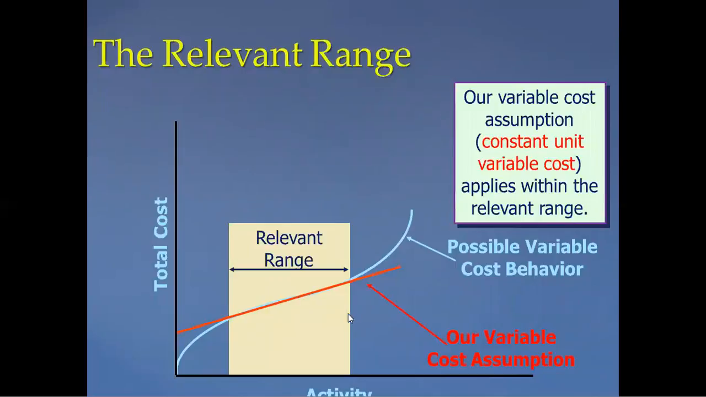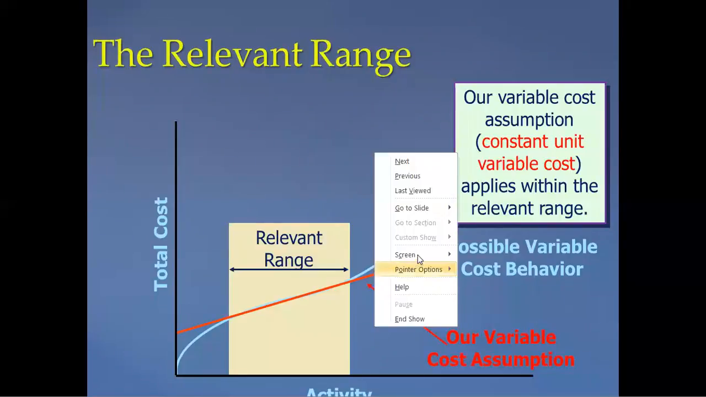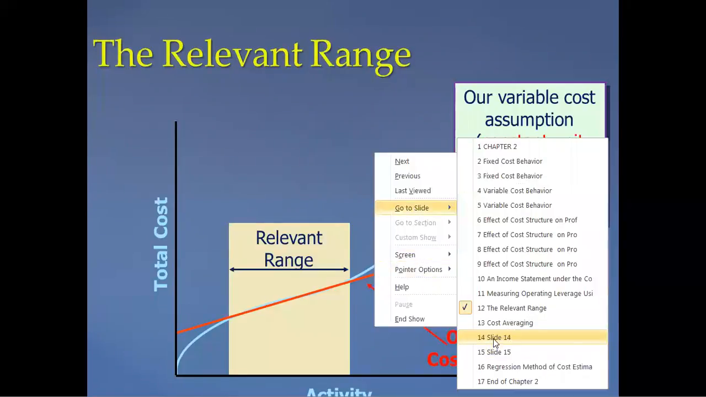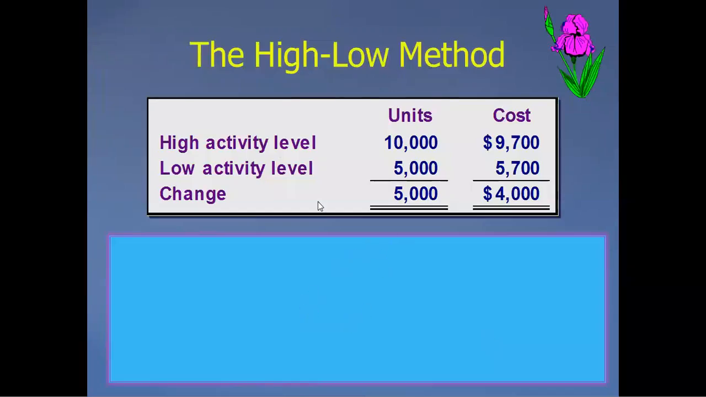So a shortcut method is called the high-low method. In the high-low method, we simply take the highest activity level of all of the points on our scatter graph. We take the lowest activity point. So instead of looking at those 1,000 different points, we're only looking at two, the highest point and the lowest point. And we're going to draw a line through the high point and the low point to estimate our line.